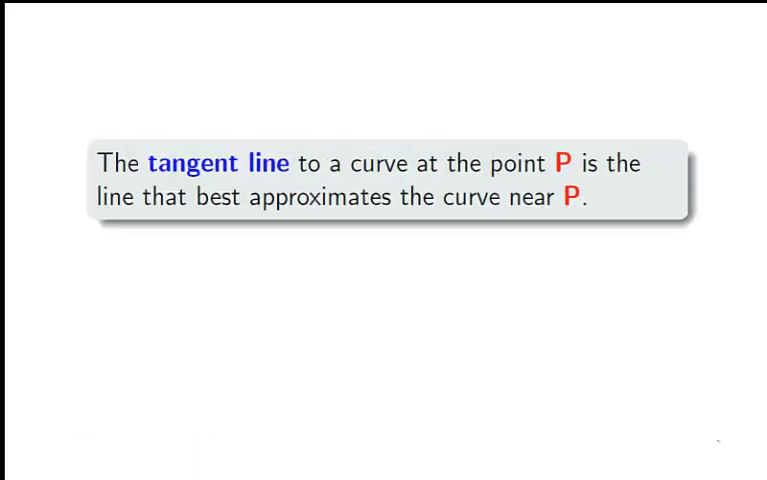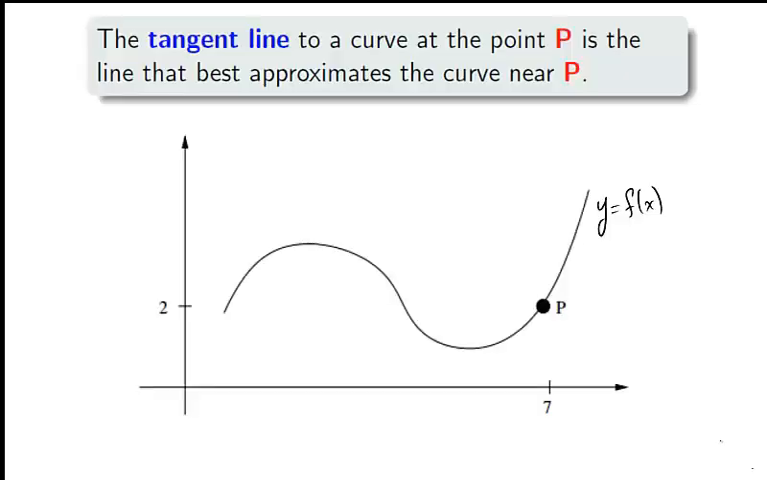As we'll soon discover, tangent lines are fundamental to the concept of derivatives. The tangent line to a curve at a point is the line that best approximates the curve near that point. But what does this definition mean?